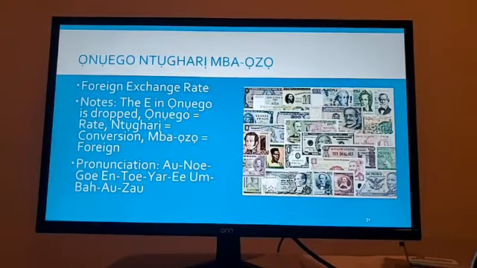And you break that down as follows. Onogo is rate, as you know. Intoyari means to convert. And Umba-Aza means foreign. So it's saying rate of exchange for foreign, meaning for foreign money. All right, so it's Onogo Intoyari Umba-Aza, foreign exchange rate.